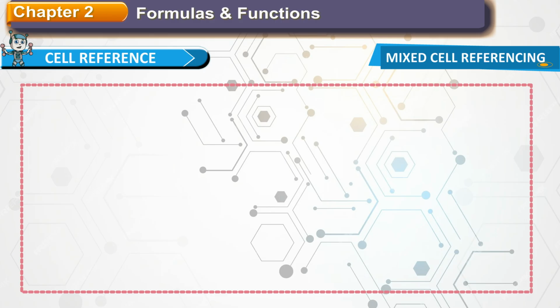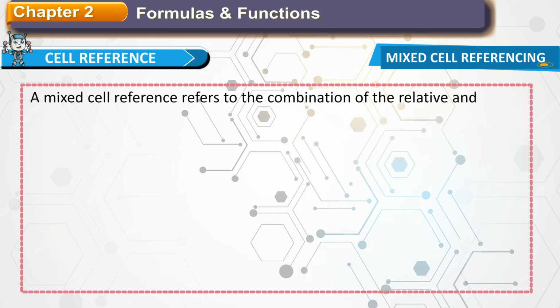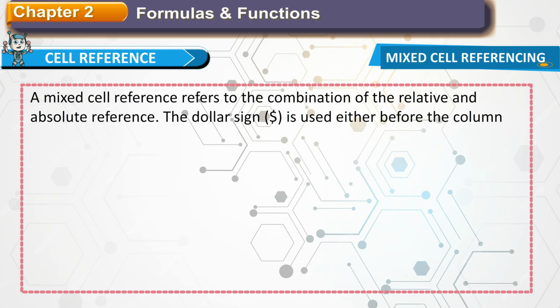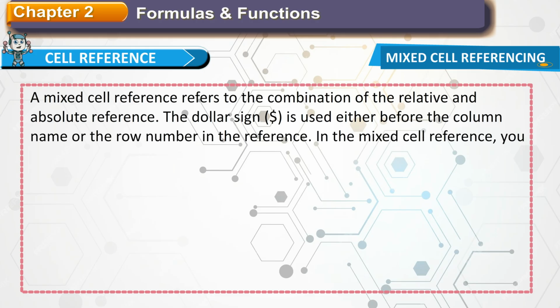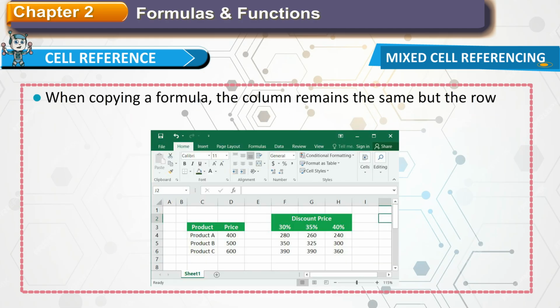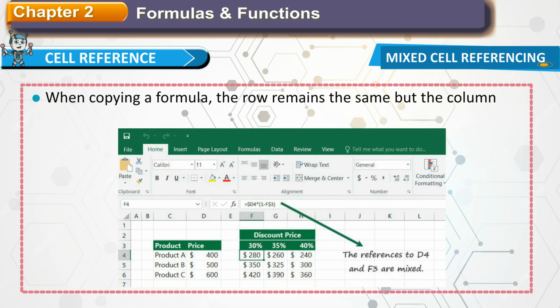Mixed cell referencing. A mixed cell reference refers to the combination of the relative and absolute reference. The $ sign is used either before the column name or the row number in the reference. In the mixed cell reference, you can use the following two cases. When copying a formula, the column remains the same but the row changes as the relative reference. When copying a formula, the row remains the same but the column changes as the relative reference.